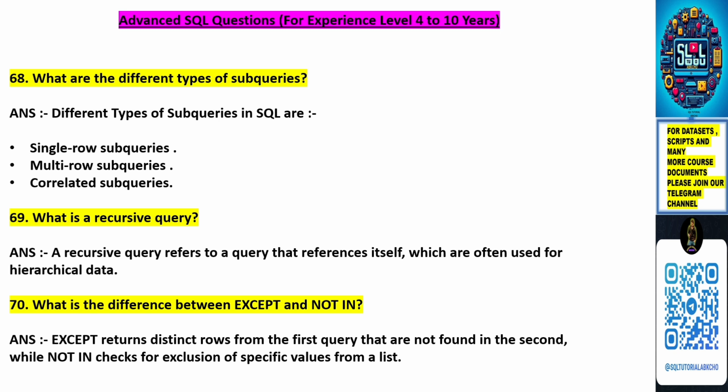Self join is an example of a recursive query. Recursive queries are those queries which reference themselves and provide the output. Okay, so now the 70th question.